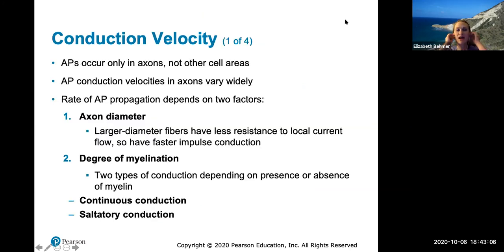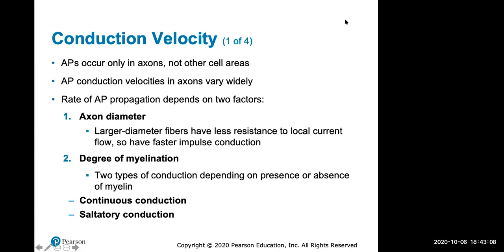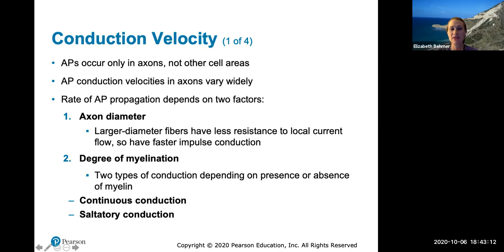Okay, conduction velocity. This will have to do with the axon, the diameter of the axon, and the degree of myelination. Action potentials only occur in axons, not in other cell areas, so their conduction velocities will vary widely, depending on how large the diameter is of the axon and how myelinated it is.